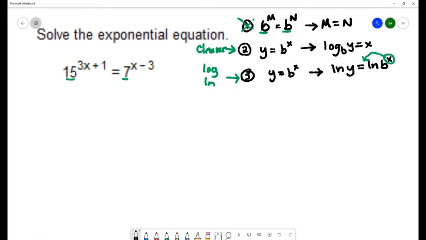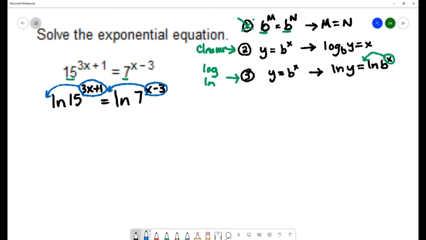So on this example, I'm going to apply the natural log to both sides. We have natural log of 15 to the 3x plus 1 equals natural log of 7 to the x minus 3. Then we're going to apply the power rule for logarithms on each side. So that would give the equation 3x plus 1 times natural log of 15 equals x minus 3 times natural log of 7.